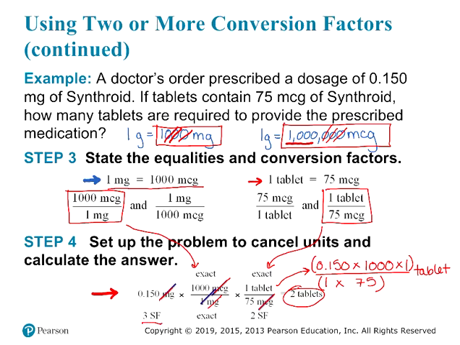Then in our first conversion factor, we're converting between 2 metric units, so those are both exact values. And then in our second conversion factor, we have 1 tablet, which is exact, but then 75 micrograms is measured, and it has 2 sig figs. So typically we would want 2 sig figs for our answer, but because we're dealing with tablets, we have to count the tablets. So we would need 2 tablets. So this is one of those cases where sig figs doesn't necessarily matter. So, you know, there's always exceptions.